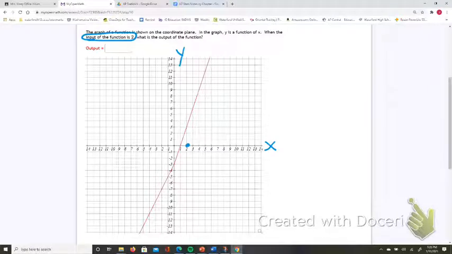And remember, if I have to stay where x is 2, I can only go straight up or straight down. So I go straight up because that's how I hit the red line. And look, I hit it right here. What's the y? The y is 3. So I'm hoping that you got 3 when you did it. So when the input is 2, the output is 3.